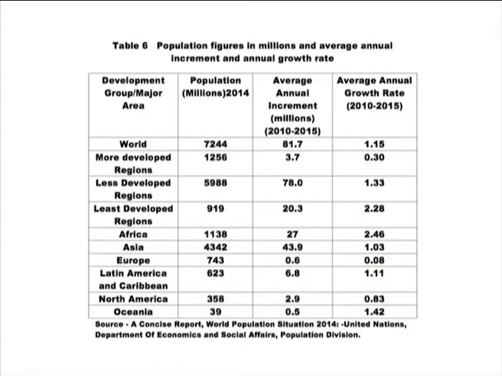These figures are further complemented by the annual average growth rate of the respective areas during the same period. For the world, the population was 7,204.4 million in 2014. An increment has been to the extent of 81.7 million for the period 2010 and 2015, while the annual average growth rate was 1.15%.